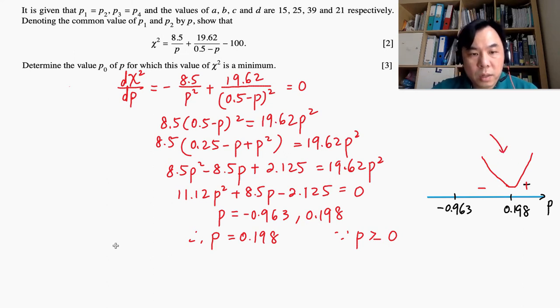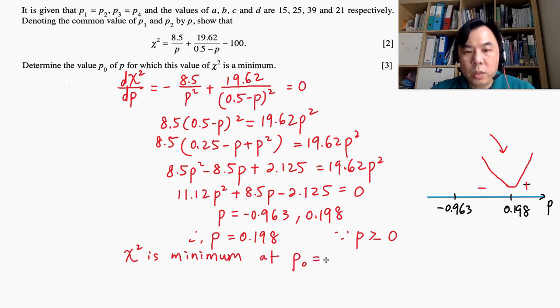Therefore, you can actually verify that chi-square is minimum at p equal to 0.198. All right, and then there you have it. That's how we determine the minimum value for chi-square. Of course, some of you prefer to proceed further with the second derivative of the differentiation. By all means, you can go ahead, right? So stay tuned for the next section.